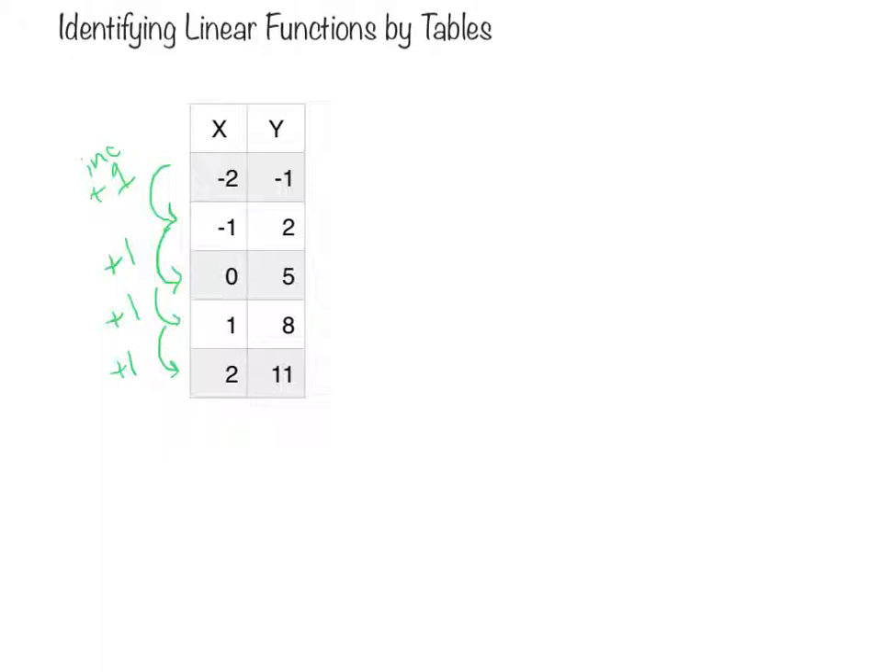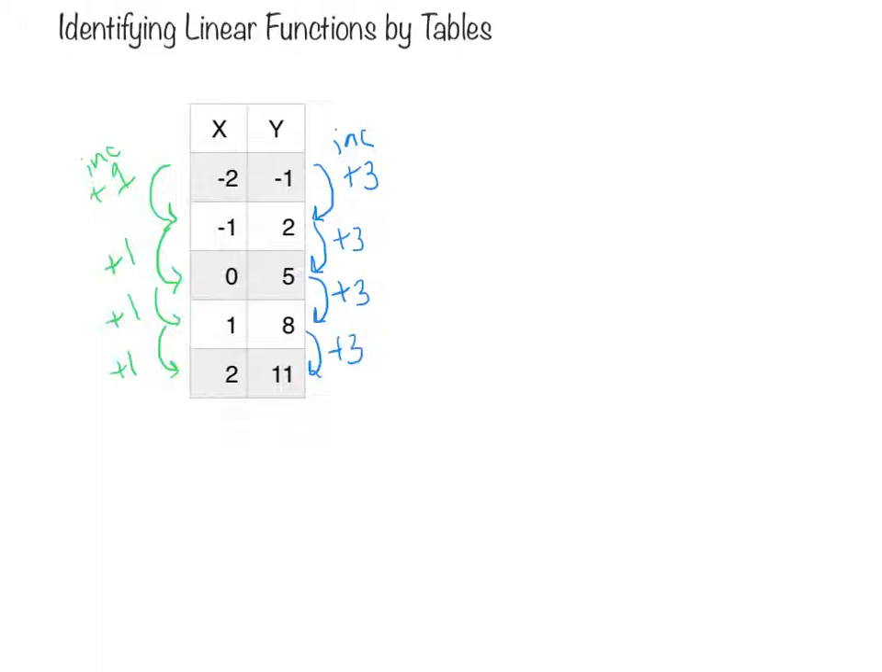Now I'll look at my y values. From -1 to +2, I'm increasing, and I increase by +3 units. Then I go from 2 to 5, I notice I'm increasing again, and I'm increasing by 3 again. 5 to 8, I also increase by +3. 8 to 11, I again am increasing by 3 units.